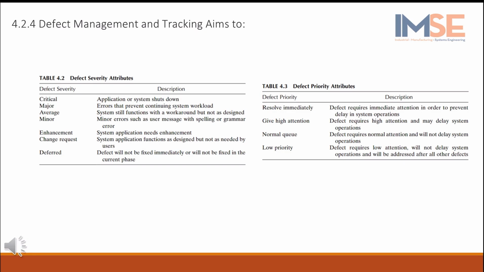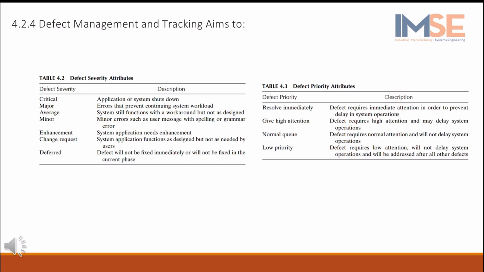Often defects are assigned various attributes. For example, table 4.2 describes the typical defect severity attributes and table 4.3 describes the typical defect priority attributes. In general, defects should be worked on in severity order. When a critical or major error occurs, other PBT activities may be suspended until the defects causing the error have been corrected or a suitable workaround has been identified.